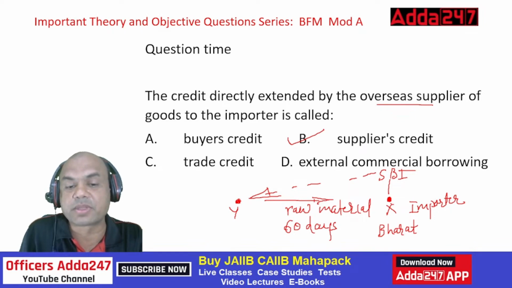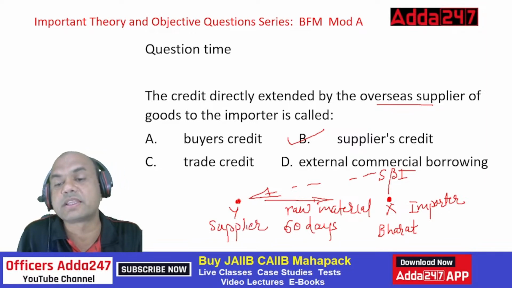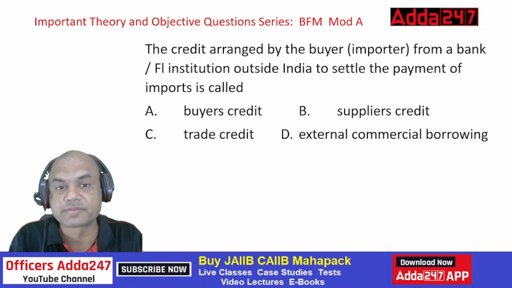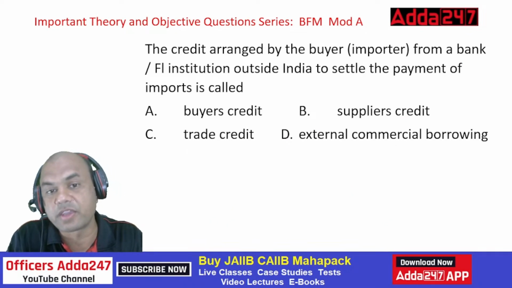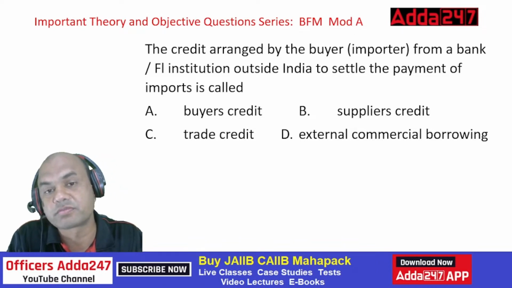See, this is the supplier, right? So this guy is the supplier. This supplier has extended the credit for 60 days and this is an important part of working capital. Okay, next one. The credit arranged by the buyer from a bank or FI outside India to settle the payment of imports is known as what?